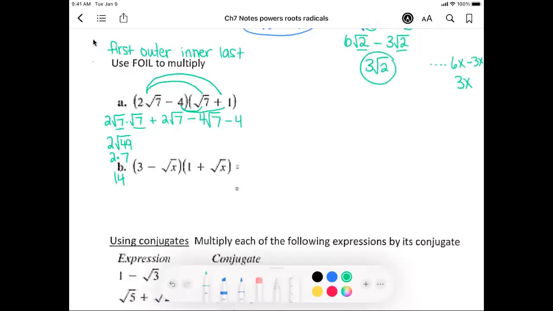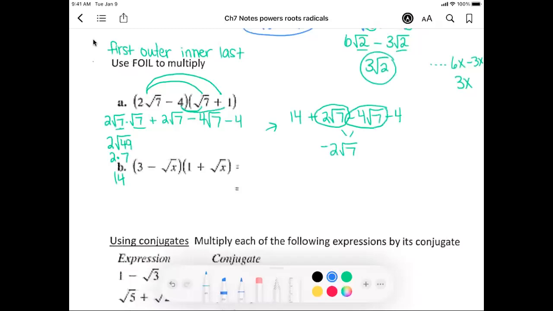So I'm going to rewrite the work over here so I have more room. Basically it says 14 plus 2 square root of 7 minus 4 square root of 7 minus 4. Okay, moving down the line, let's simplify 2 square root of 7 minus 4 square root of 7. I can combine these like terms because they have the same exact radical. So 2 square root of 7 minus 4 square root of 7 would be a negative 2 square root of 7.